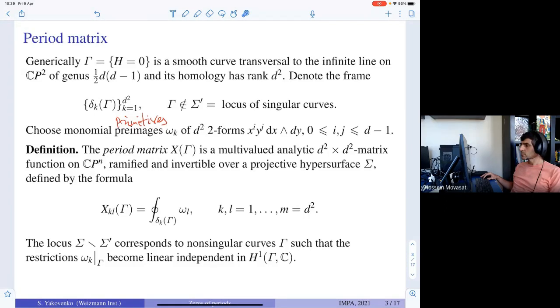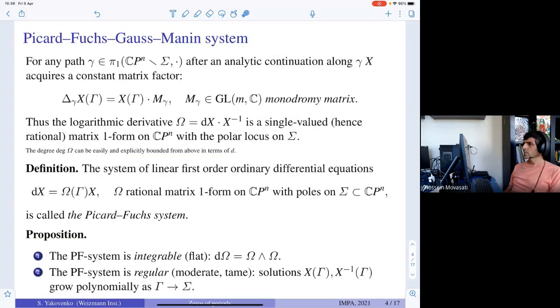So, going back to the singular locus over which the period matrix is ill-defined, it may happen that over some particular curves, the monomial forms, primitives, become linearly dependent. And so your period matrix degenerates. And I want to consider only curves gamma for which it is non-degenerate.